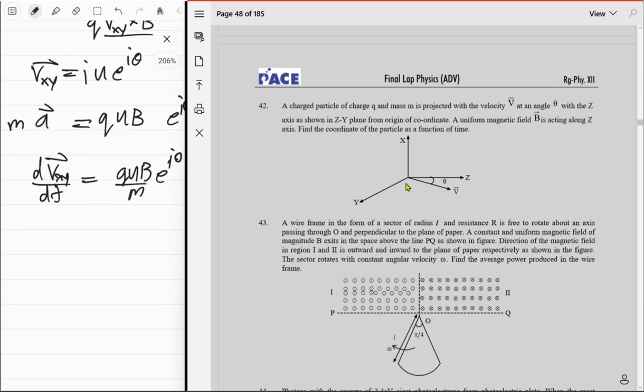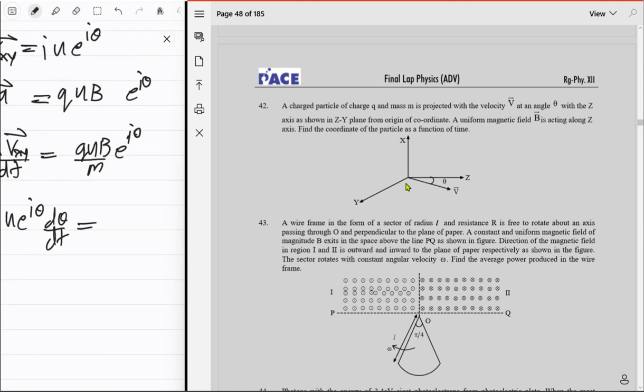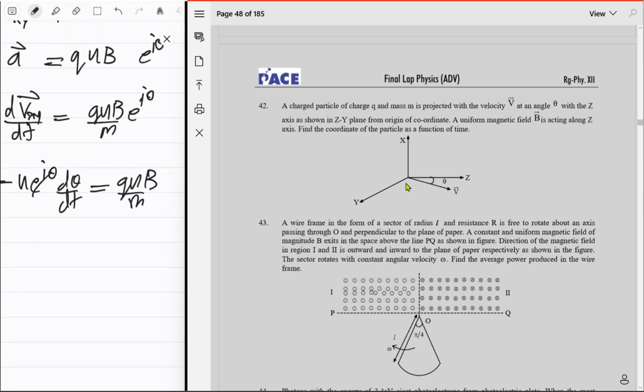Magnitude, guys. So it's just iota times negative u e^(iθ) dθ upon dt equal to this, q u B upon m. So dθ upon dt is equal to negative qB upon m. But theta is of course the angle made with the x-axis, so you are saying this is decreasing. B cross v is of course going in this direction. Yes, it is actually decreasing, so it's going in the clockwise sense.